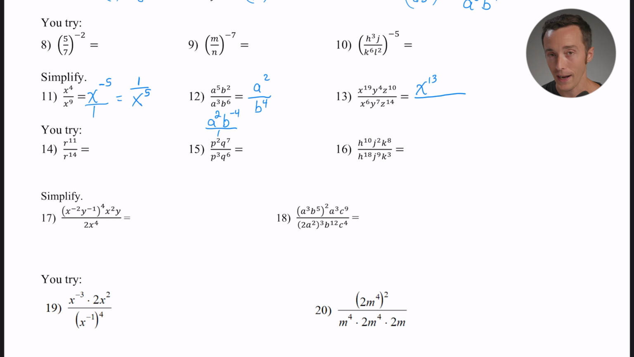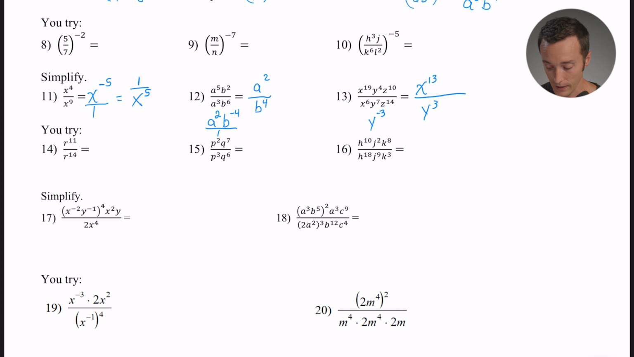Y to the fourth over y to the seventh. 4 subtract 7 is negative 3. So you could put it in the numerator and then switch it down to the denominator and make it positive, or you could just go ahead and put it in the denominator from the get-go and make it positive. So again, let me just break that down real quick. Y to the fourth over y to the seventh was y to the negative third, which I could have put up here, but then I would have had to switch him and make him positive. So instead of that, I'll just go directly to the denominator with it.